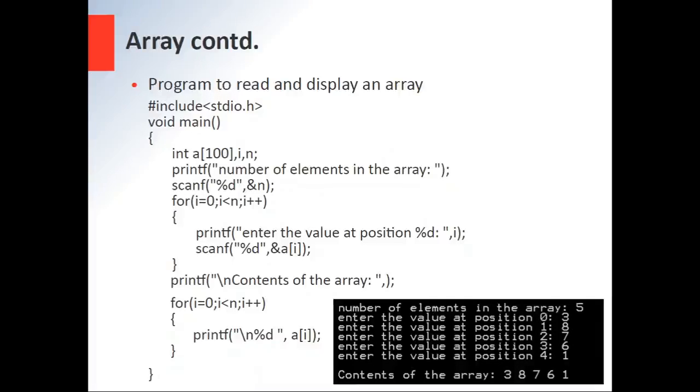It will prompt the user to enter the value at each position. Next, we are displaying the contents of the array again using the loop, which varies from I equal to 0 to I less than n, that is up to n minus 1, and we are displaying the content of the array. So the output of the program is displayed on the screen.